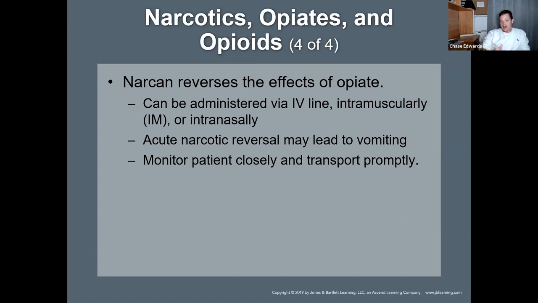The dosage of Narcan is going to be 0.4 to 2 milligrams.